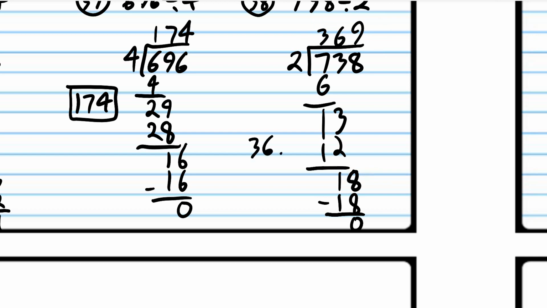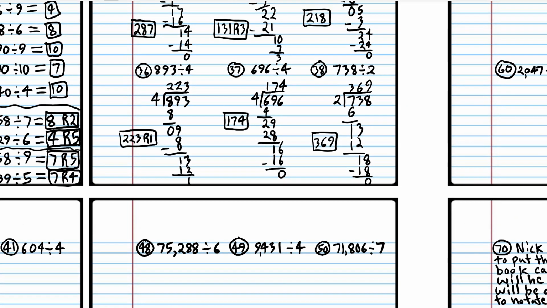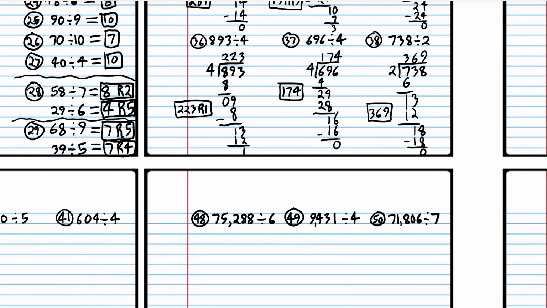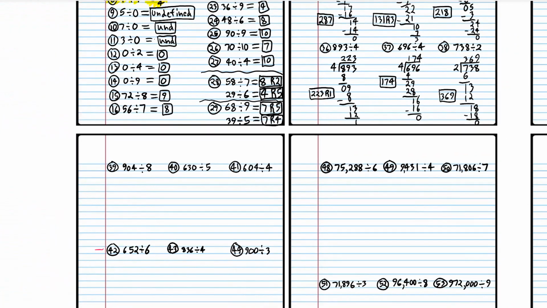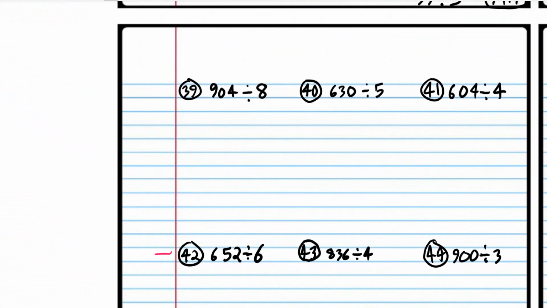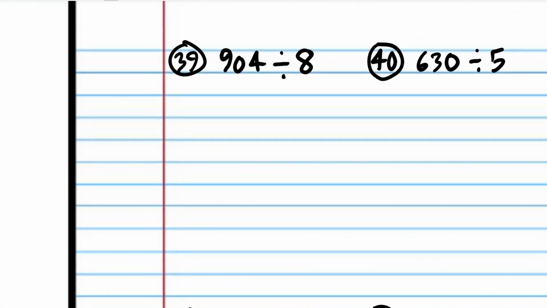If you did that one correctly, pat yourself on the back. If you didn't do it correctly, that's fine. We're going to do a lot more of these problems, so you have plenty of chances to get some practice. All right. 904 divided by 8. Pause the video. See what you can do. When you come back, we'll do it together.